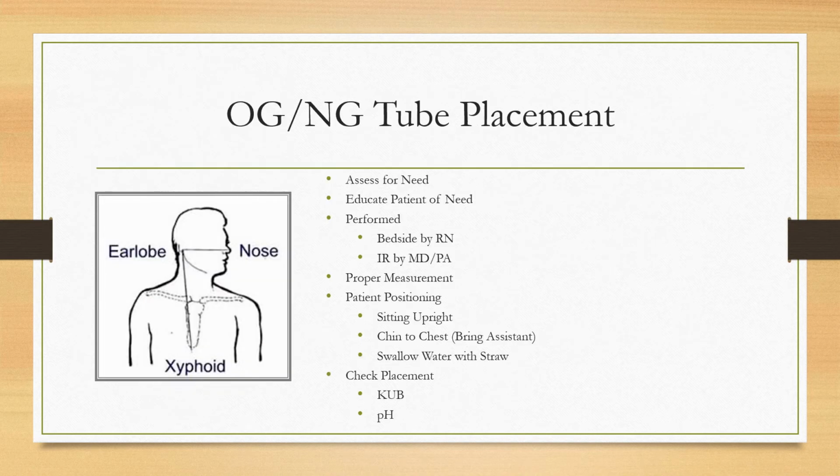Okay, so let's go into the placement of an orogastric or a nasogastric tube, okay? So the first thing is, do we really need to do this? These are uncomfortable, okay? Patients don't like them, they don't like them being inserted, and they don't like having them once they're inserted because of the discomfort. So the first question we ask is, does this patient really need them? And then we ask the patient, do you want to try a nasogastric or an orogastric tube, okay?